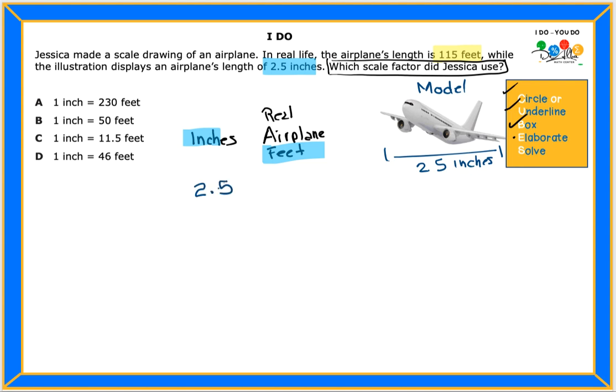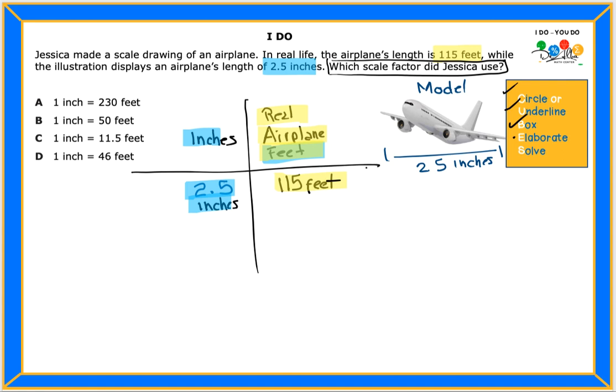And now, here the story also mentions that Jessica made a scale drawing of an airplane that in real life is 115 feet. So she gave us this other side, 115. And this should be yellow, right? And then on the left side, this 2.5, we already said these are inches. This is the strategy that I'm using for elaborate. Color coding on the left side inches and on the right side feet. And this could be like a table.